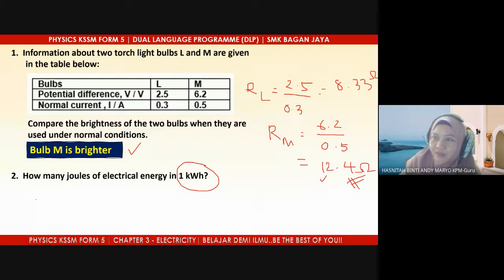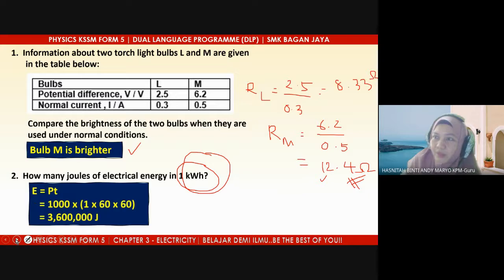Later we will check. So how to find it? How many joules of electrical energy in 1 kilowatt hour? Students, our electrical consumption at home is calculated under this unit, kilowatt hour. It means how many kilowatts you are using in 1 hour. According to this equation, E equal to PT. So the power is 1000, 1 kilo. So 1 kilowatt is 1000 watt. So 3,600,000 joules of electrical energy.